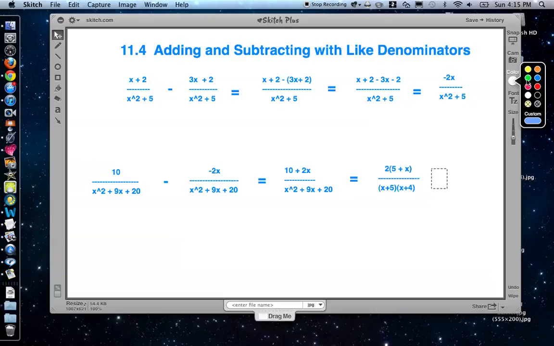When I show you my final answer here, my final answer should look like this: 2 over x plus 4. I hope that helps.